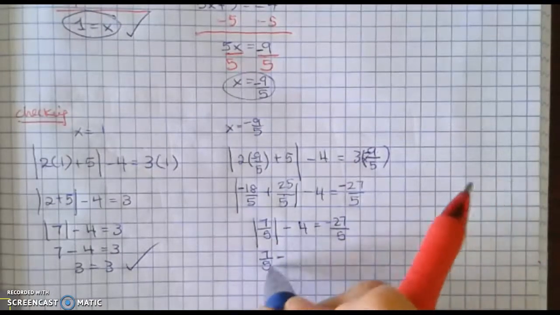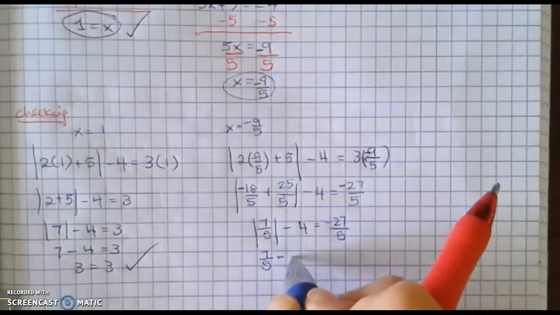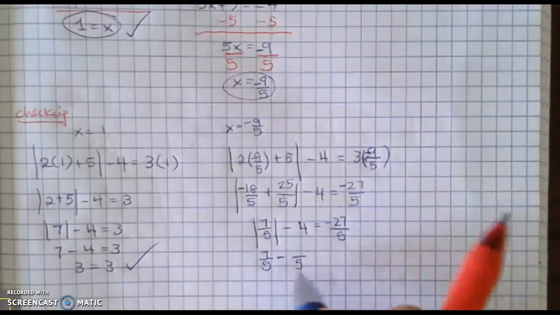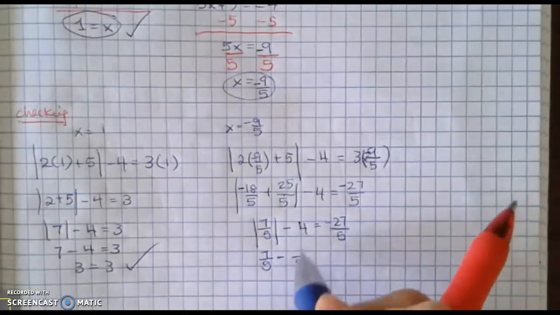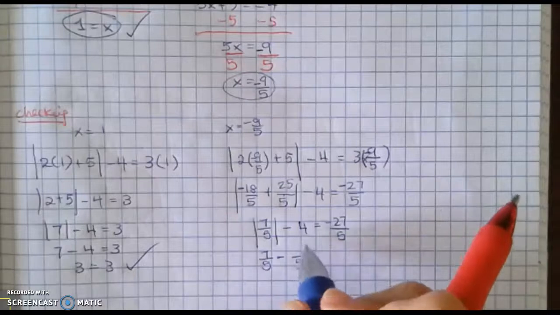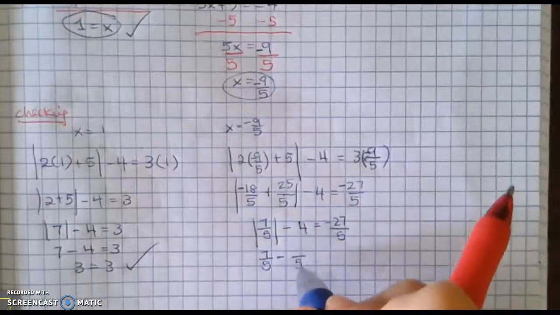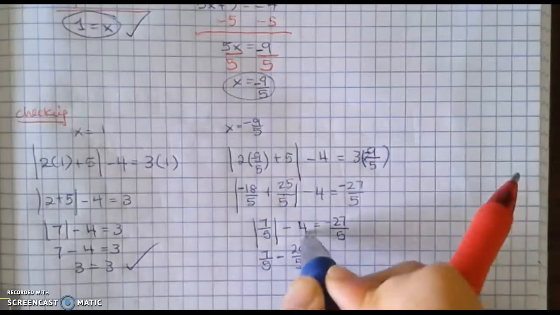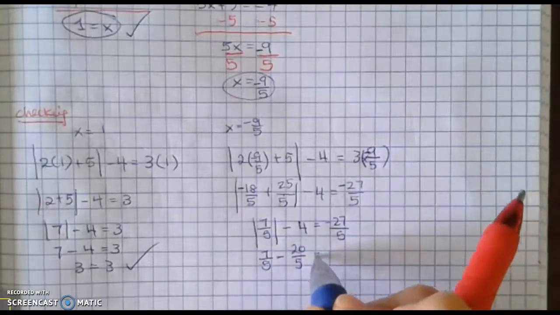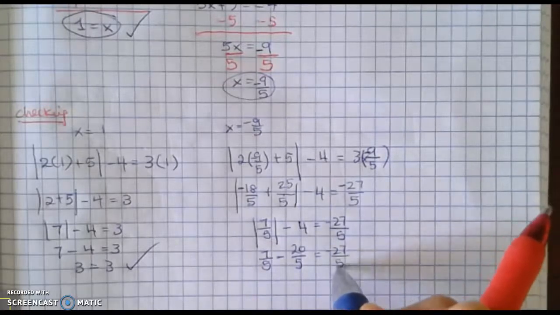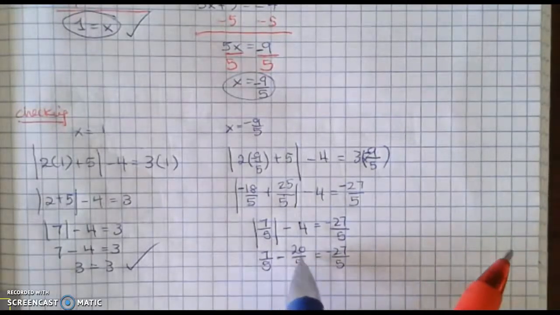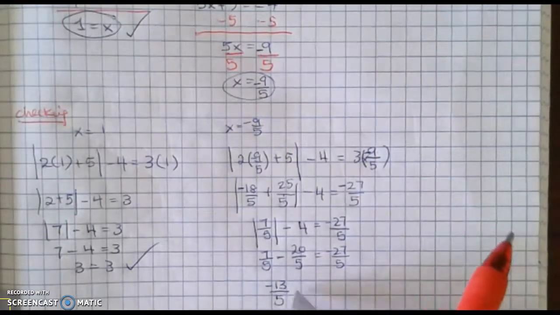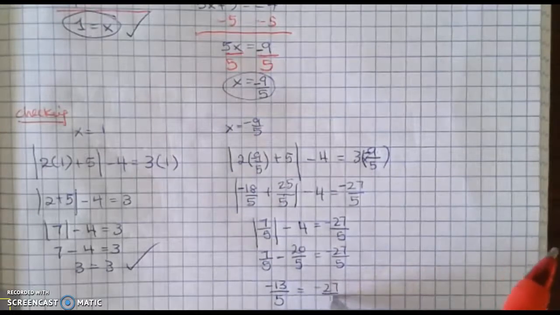Minus, okay, 4. We are subtracting from a fraction, so I want to have a common denominator. That means 4 is the same as some number over 5. 4 times 5 is 20. So 20 over 5 is the same as 4. So this is what I have on the left hand side, and the right hand side stays the same. 7 minus 20 is just negative 13 over 5, is equal to negative 27 over 5.